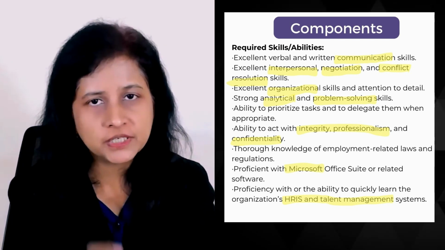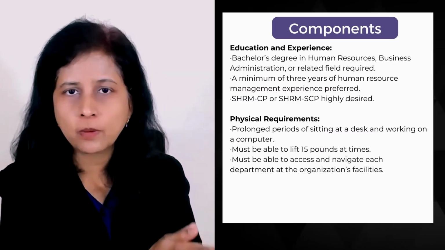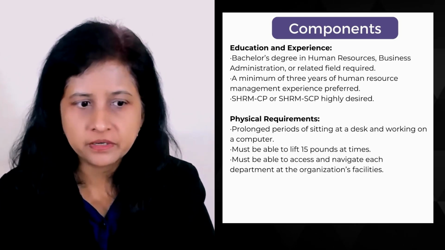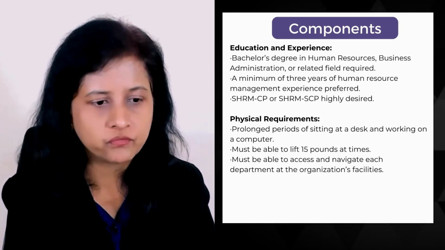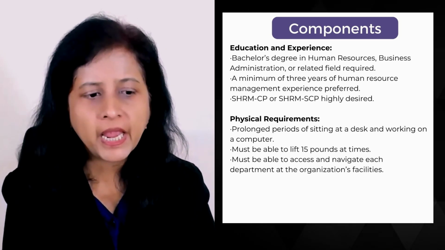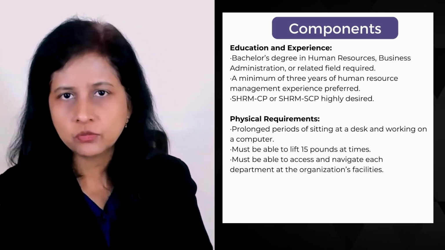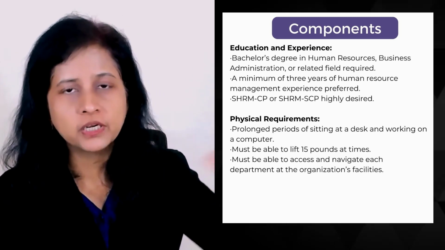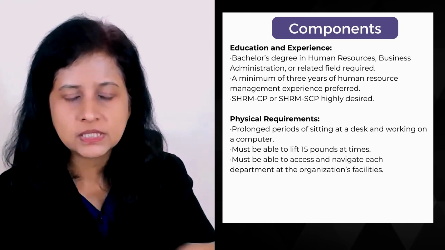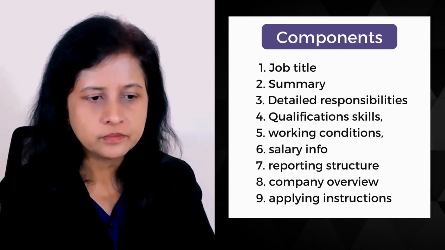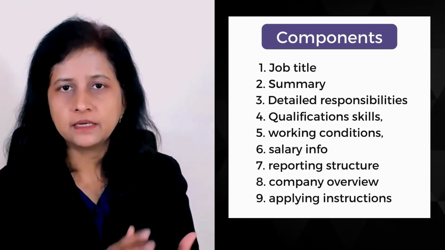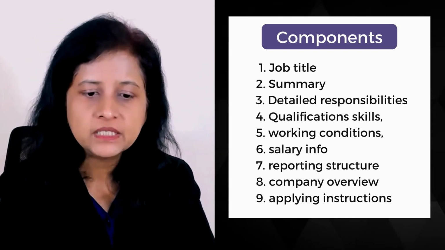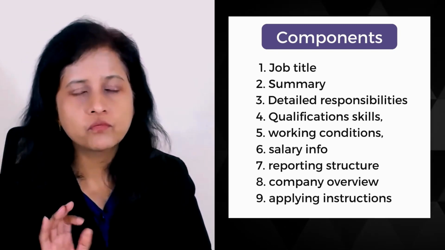Then comes the education and experience. In order to perform that job well, what education level is required? What experience is required? That all will be part of the education and experience. Any other requirement, in this case physical requirement. If the job is related to a factory or any specific situation, then those things can be included in the JD. Then there would be the salary and company's overview and how to apply, as I mentioned. So basically, these are the components of a job description.